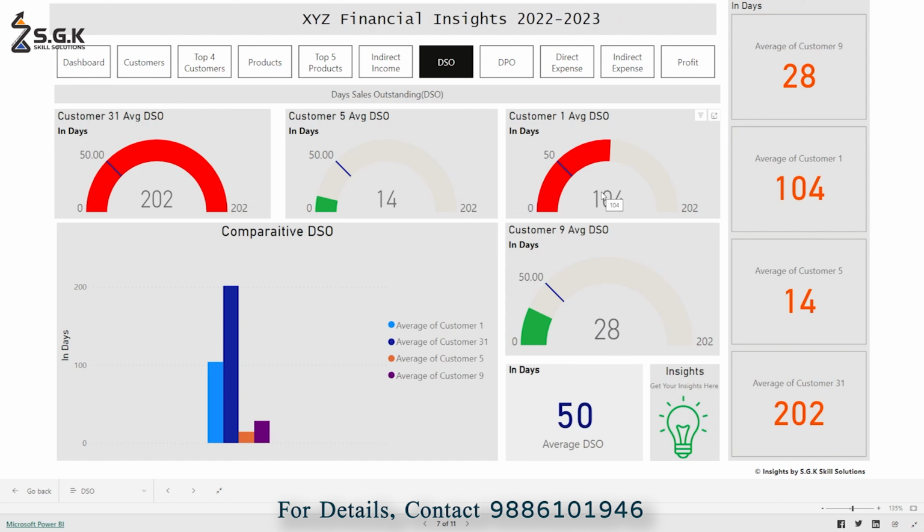But for one of the customers who is outside the top 4 customers, the DSO is 104, where my average is 50. This is quite a cause for concern.